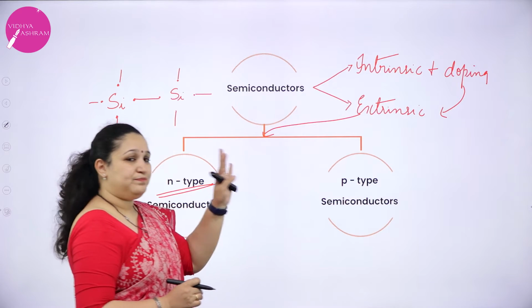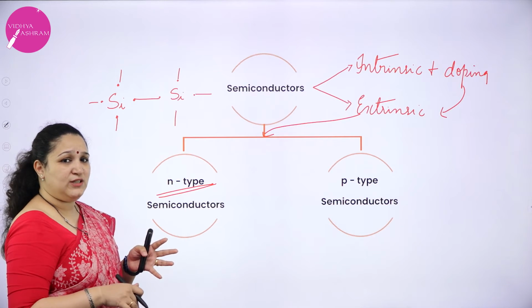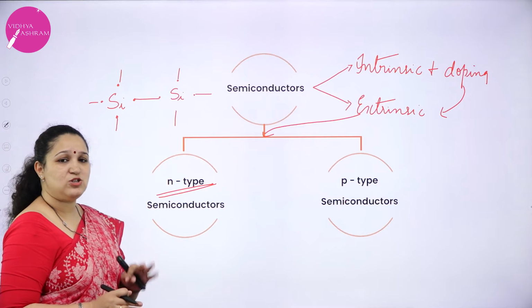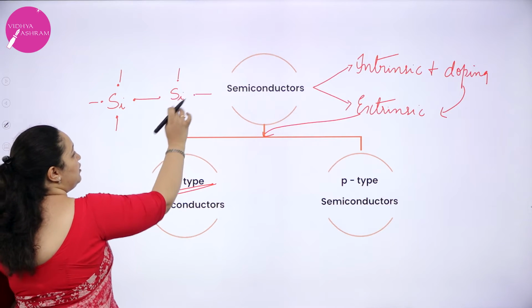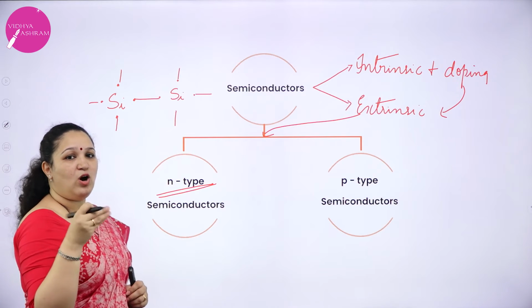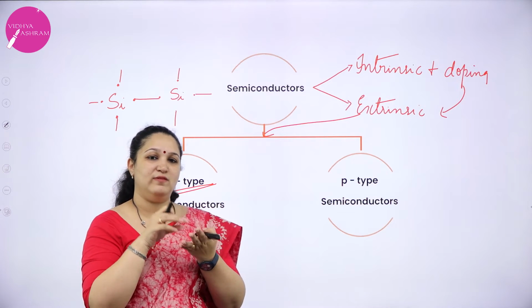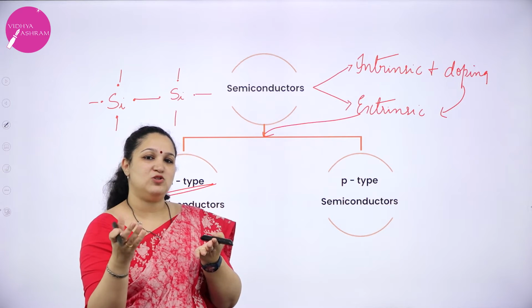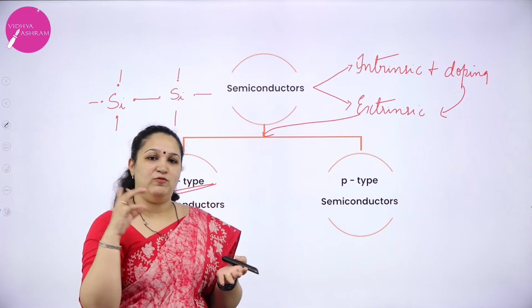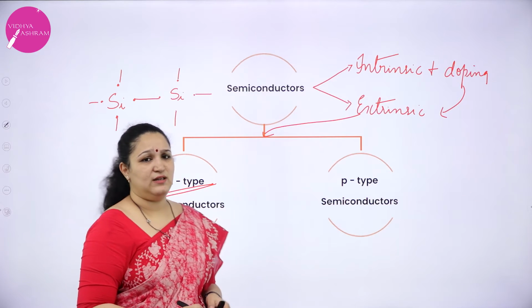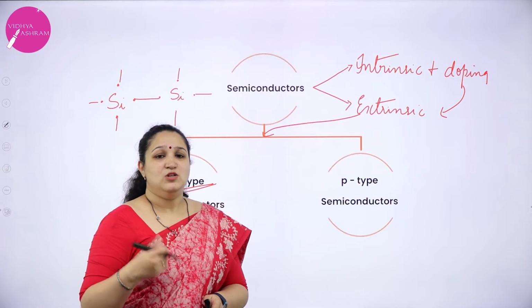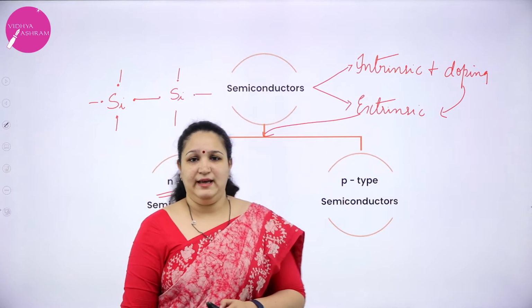If I add an electron-deficient impurity like boron, it has 3 valence electrons. So when I add 3 valence electrons, what happens? 1, 2, 3 for example, and 1 will not bond. In boron there is no electron to form the bond and it will form a hole. That type of semiconductor is P type. So again I shall explain in detail.